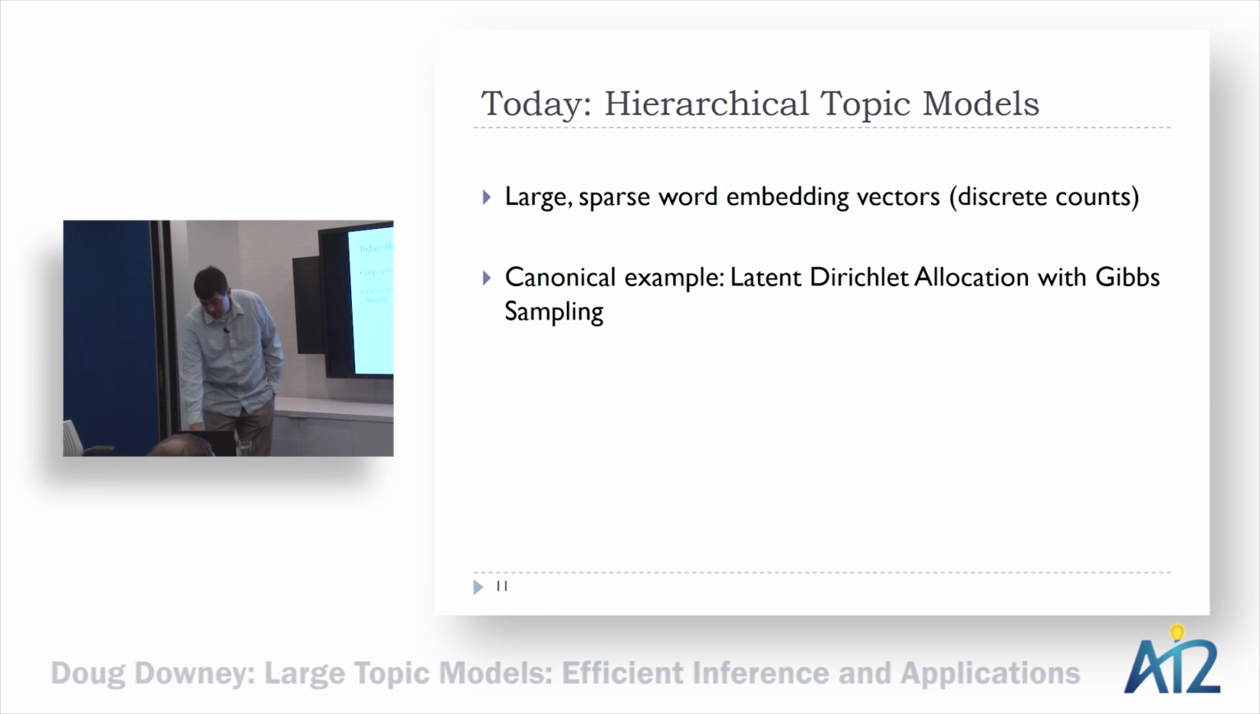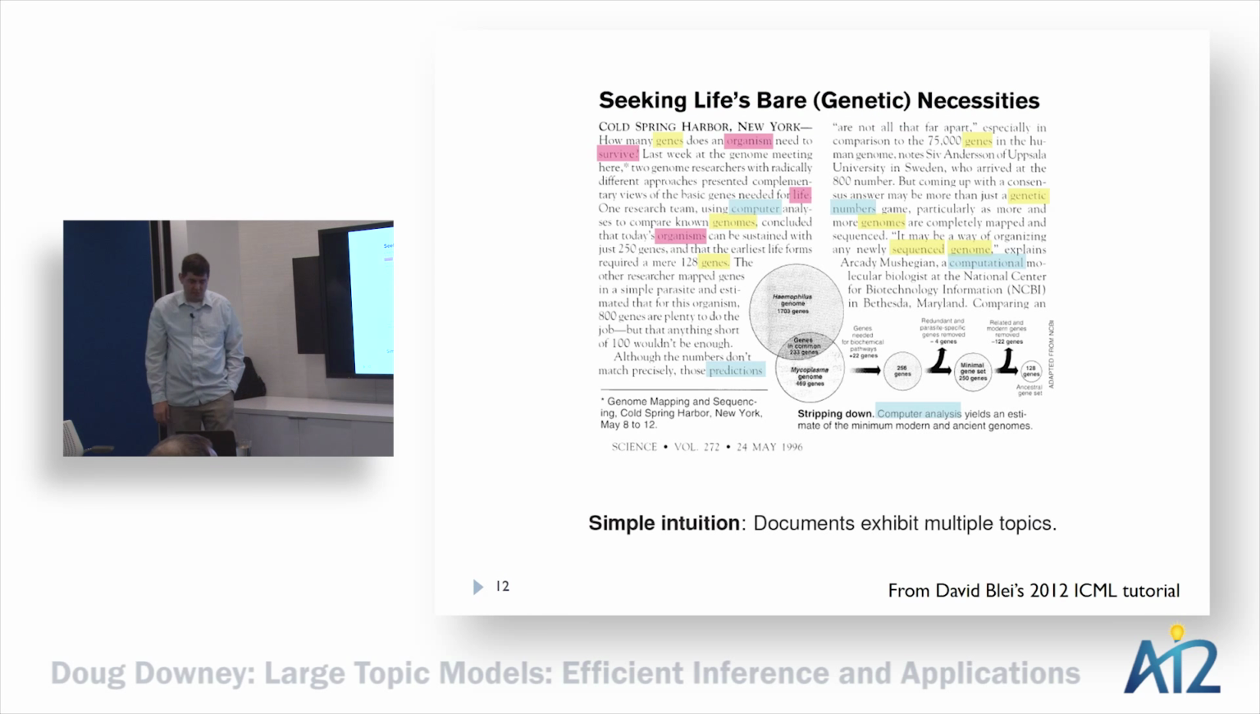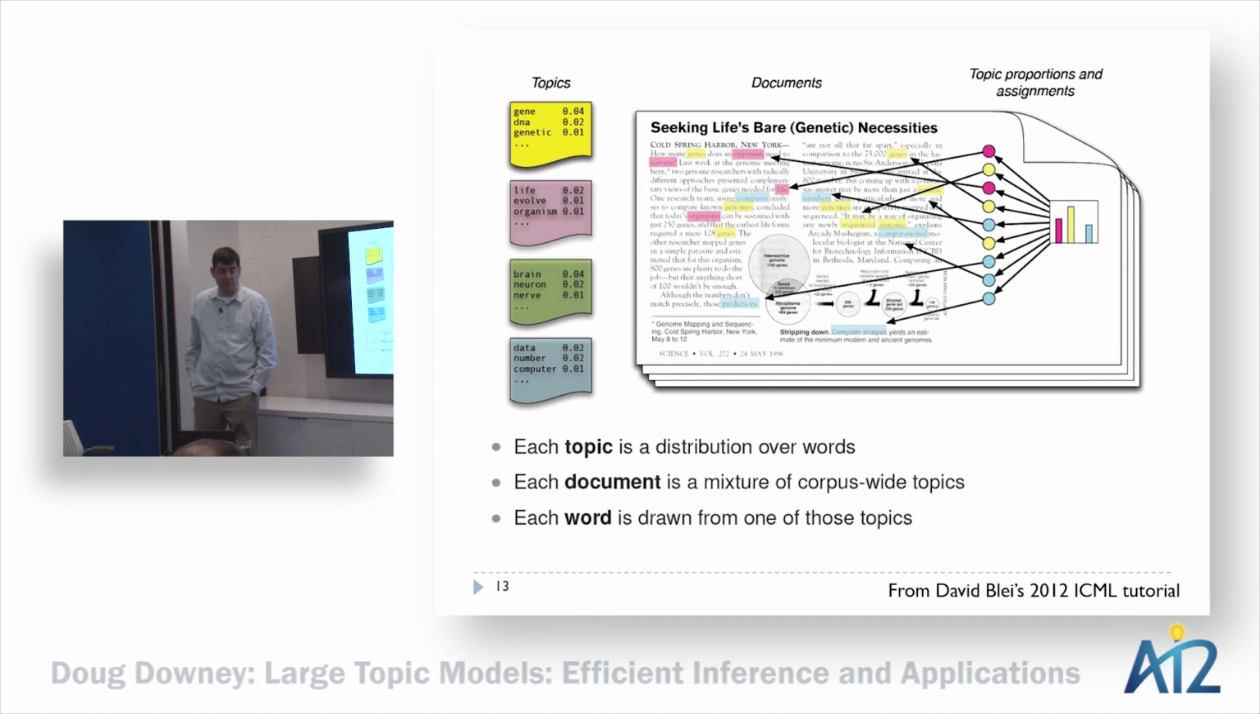The canonical example of this is when you're doing latent Dirichlet allocation with Gibbs sampling. So the 2-minute version of latent Dirichlet allocation: it's a generative model of documents. We assume documents are mixtures of topics. Topics are multinomial distributions over words, right? So each one of these topics, this is a genetics topic, this is a computers topic. They have certain distributions over words. Each document is a mixture of topics, right?